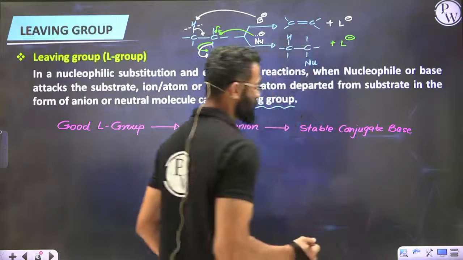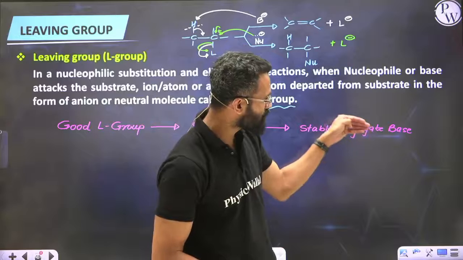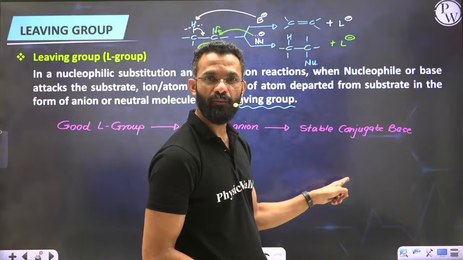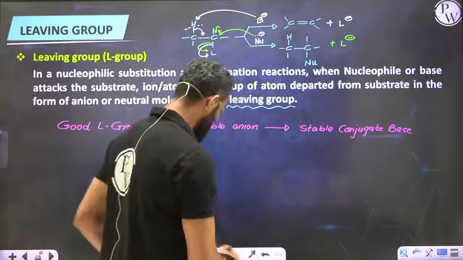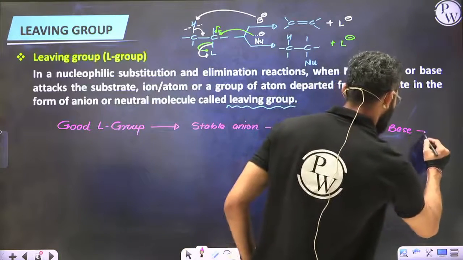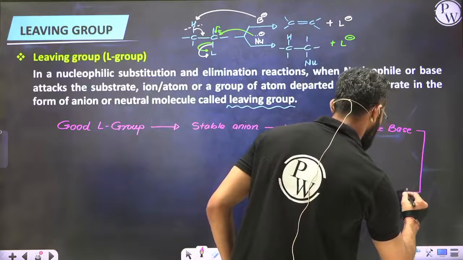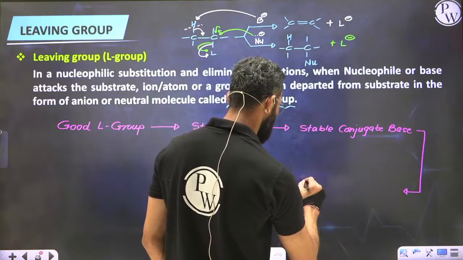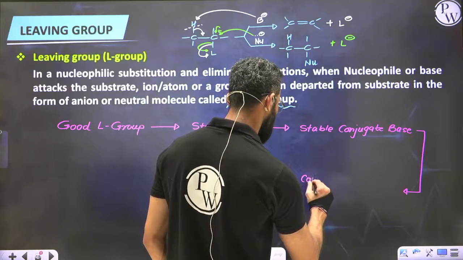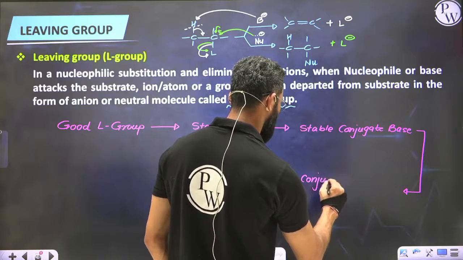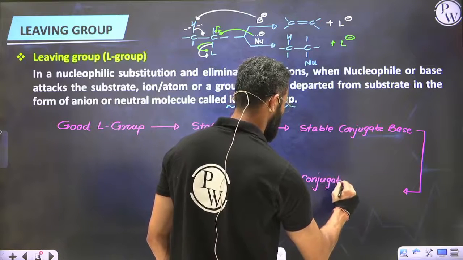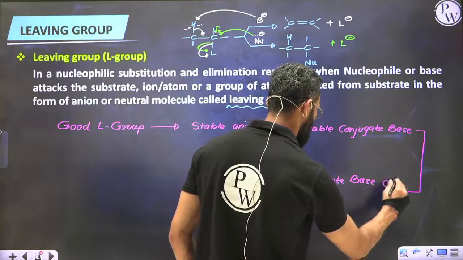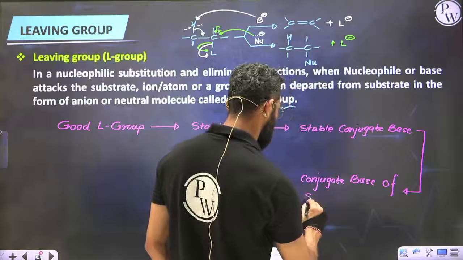Well, we also know the fact that a stable conjugate base you always get from a strong acid. So a stable conjugate base will be obtained from a strong acid. Guys, not to forget, a stable conjugate base will be a conjugate base of a stronger acid. So it's a conjugate base of a strong acid.